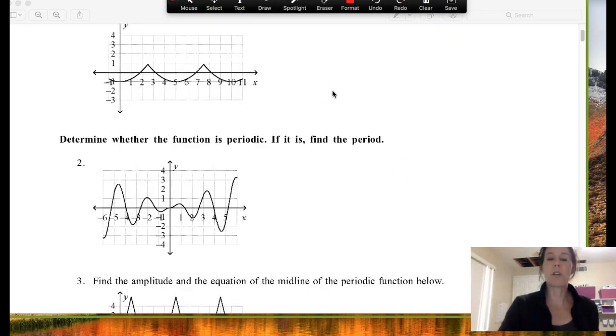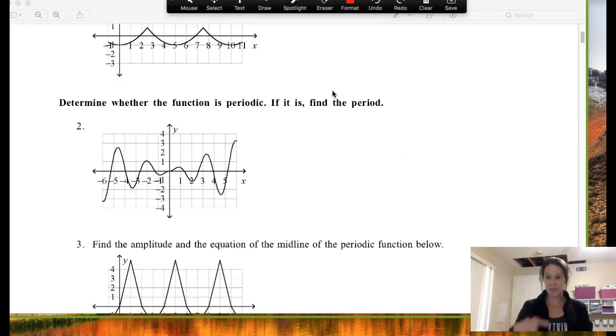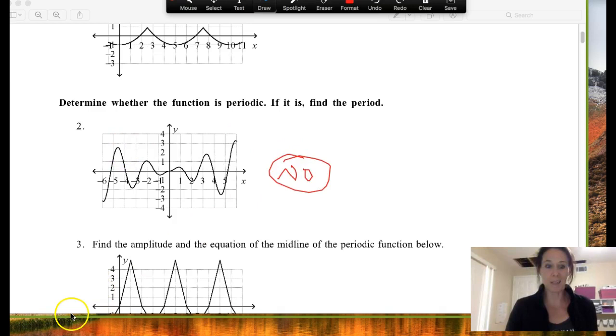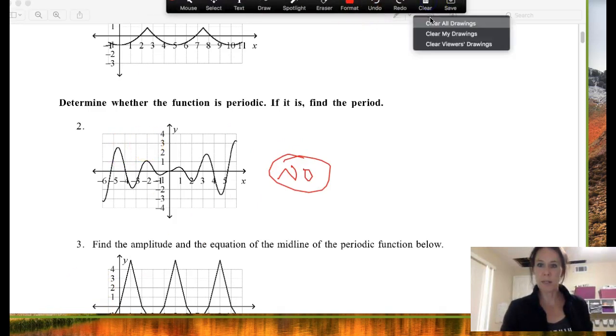Determine whether the function is periodic, meaning it repeats every period. If it is, find the period. Well, looking at this graph really easily, I'm going to say no, it's not periodic. Look, it's kind of crazy. It's going up and then a little and then bumpy and then down, and maybe it could repeat here, but look, this is higher than this, so I'm going to go with no, this is not periodic. Easy peasy on that one. All right, let's look at the next one.